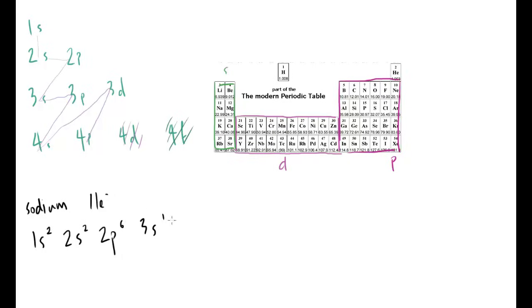These little numbers are telling us the electrons in the subshell. Okay, so they're telling us the electrons that are in the particular subshell. So 2 in this subshell, 2 in this subshell, 6 in this subshell, 1 in this subshell, giving us 1s2, 2s2, 2p6, 3s1.